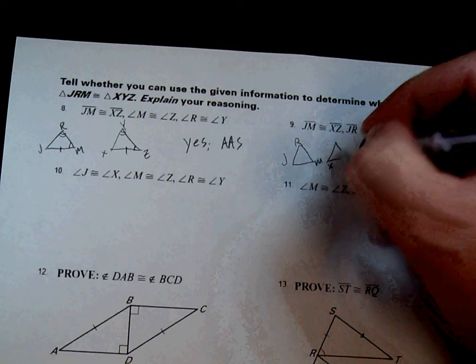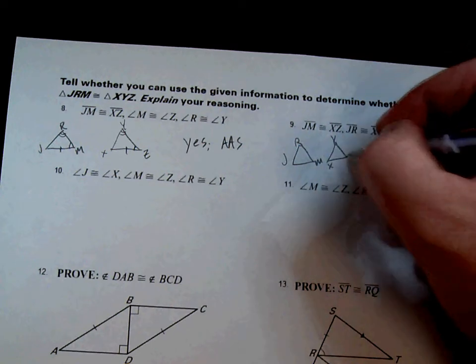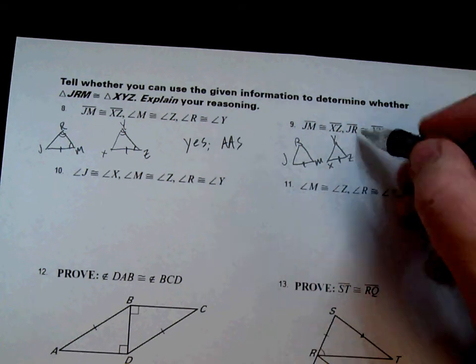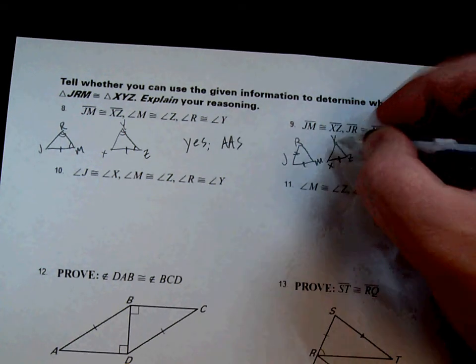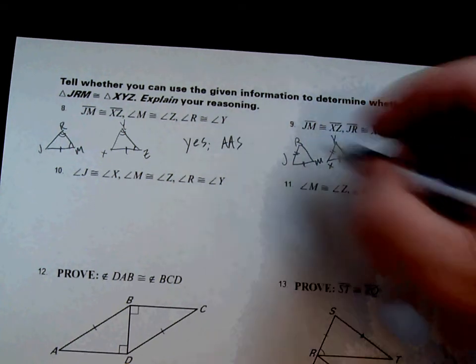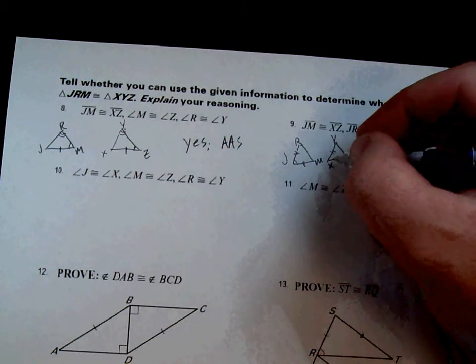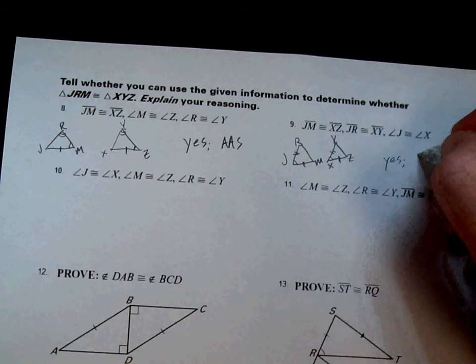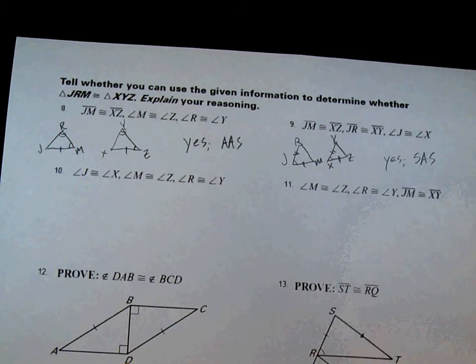JRM, XYZ. Okay, so JM is marked as congruent to XZ. JR is marked congruent to XY. Angle J is marked congruent to angle X. Oh, that's two sides with the included angle, so that's another yes. This one is SAS, side, angle, and then a side.